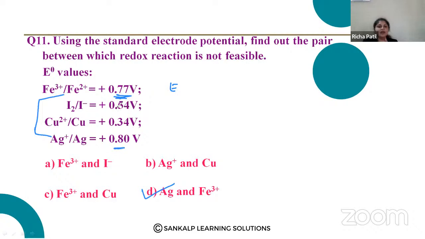One of the reactants should undergo reduction with a higher value and the other with a lower value. So one reactant should have a lower E naught value and another should have more. So this reaction is not feasible. Fe2 plus reduces Ag plus, but Ag will not reduce Fe3 plus. So the correct answer is D. Based upon this standard electrode potential, you find which reaction will not be feasible.